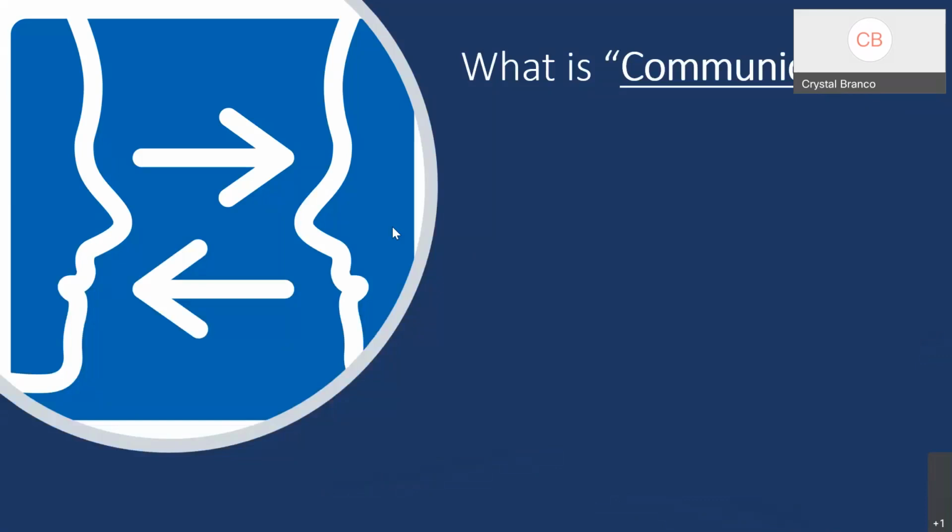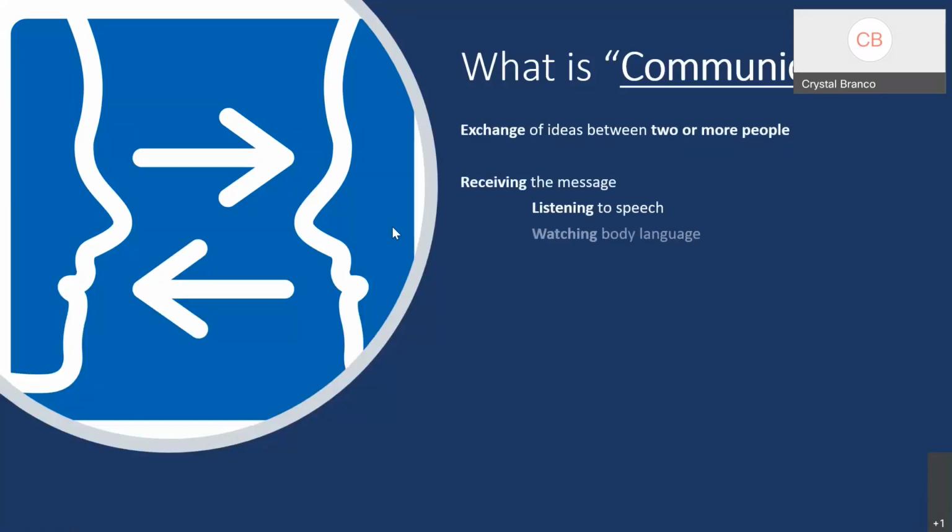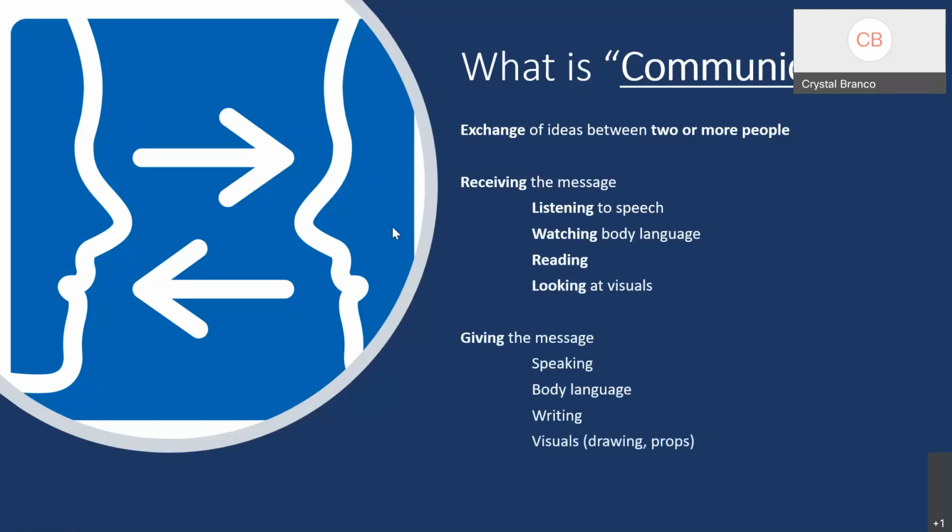So what is communication? Communication refers to an exchange of information between two or more people. This is a partnership. So when you're communicating with someone, you need to receive the message. So you do that by listening to what they say. You are watching what they are doing with their body and their face. You may have to read some information that they are adding, or you may have to look at some visuals that they're presenting. When you give information, you may be talking, using gestures or facial expressions. You may be writing things down, and you may be showing pictures or other visuals. And hopefully there's an opportunity to verify and make sure the message has been received accurately.